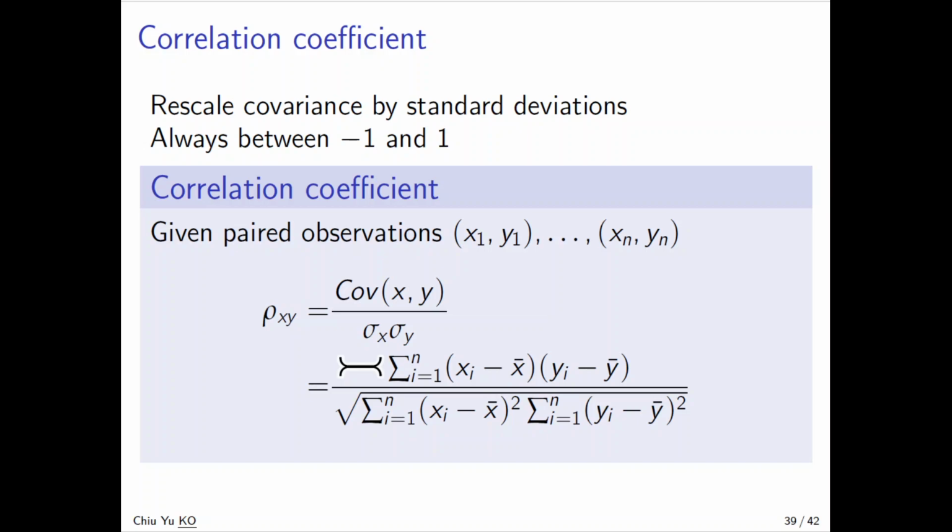If it is 1, they fall on a line. If it is -1, they fall on a negative line. If it is 0, then you cannot see a relationship. So remember, this is linear. If the relationship is non-linear, then this measure is not good. It is only good for linear relationships.